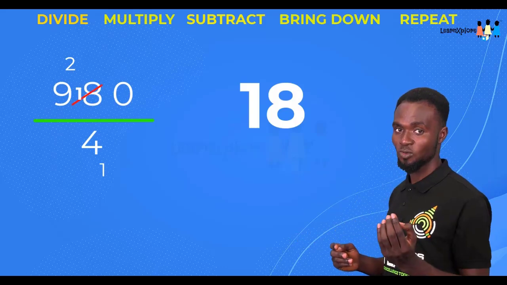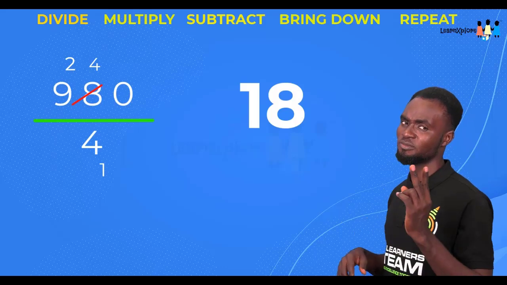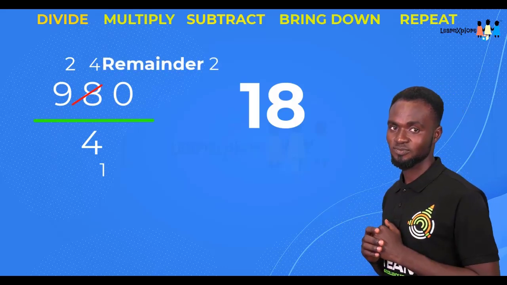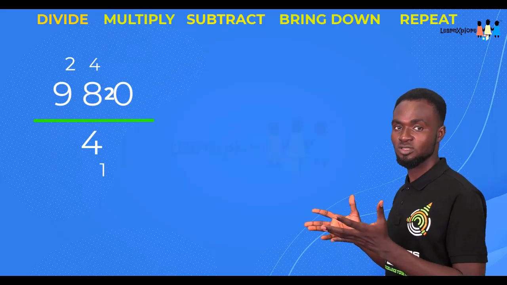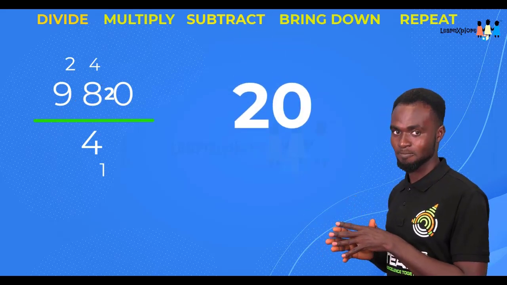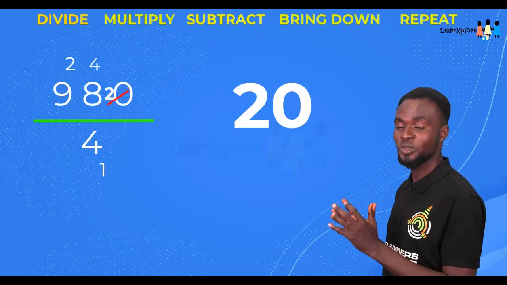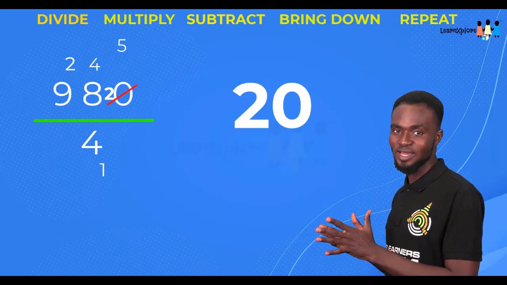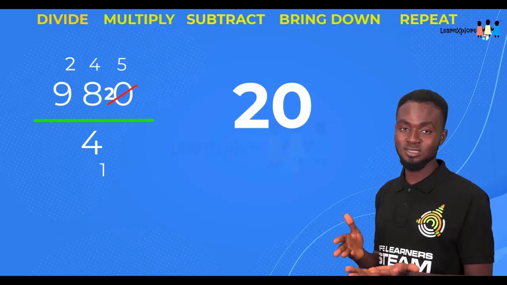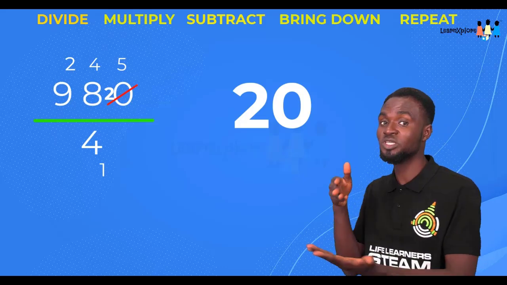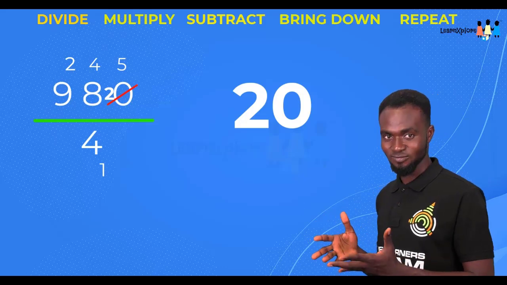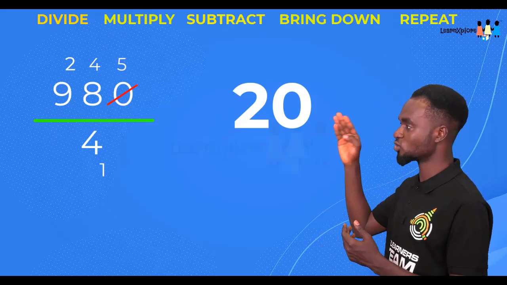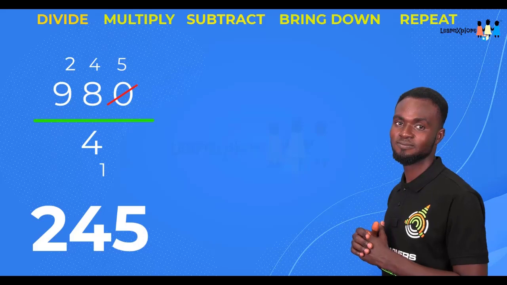We said it's 4. So you put the 4. But it's going to be remaining 2. So you carry the 2 to the other number, which is 0, and it becomes 20. So how many groups of 4 do we have in 20? It's 5. If you want to know, you can also ask yourself, what number multiplied by 4 will give us 20? That is 5. So what we have now is 2, 4, 5.